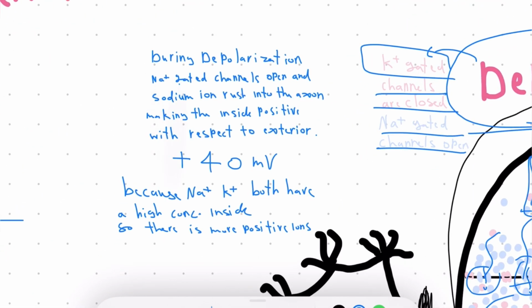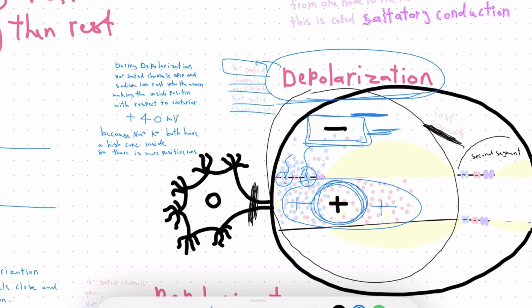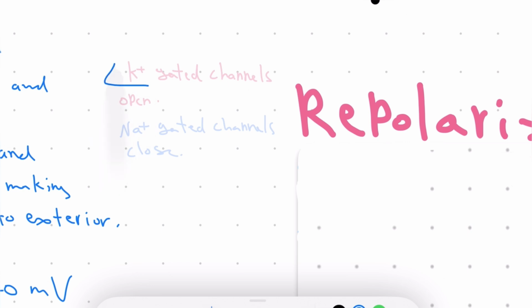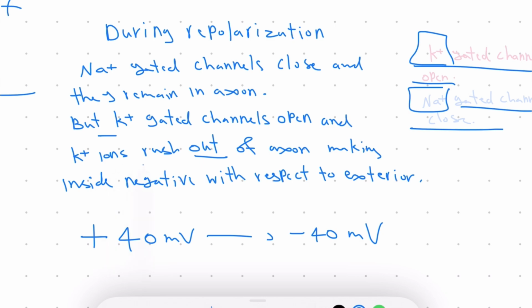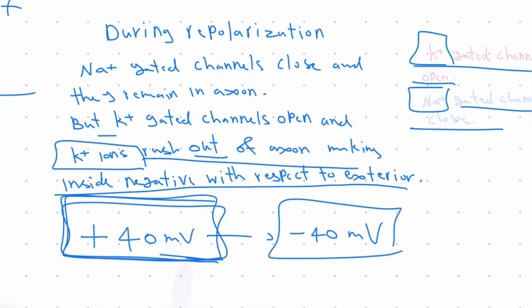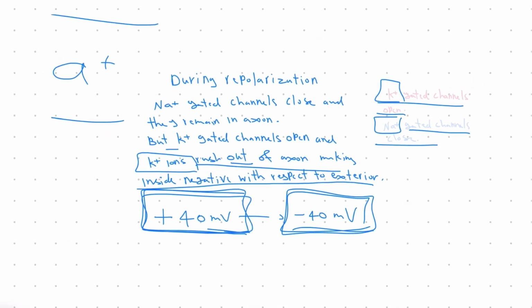During depolarization, Na positive gated channels open and sodium ions rush into the axon, making the inside positive with respect to the exterior. Because Na and K both have a high concentration inside, there is more positive ion inside, so it becomes positive. And then the repolarization stage begins, and that is when potassium-gated channels open and sodium-gated channels close. And the result is that potassium ions rush out of the axon, making the inside negative with respect to the exterior, from positive 40 millivolts to negative 40 millivolts.